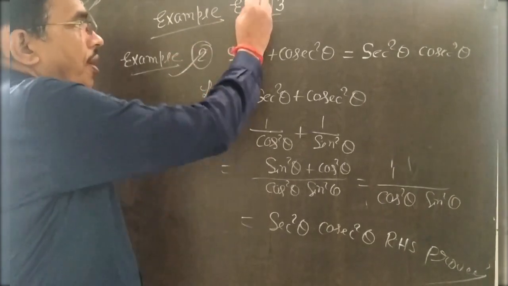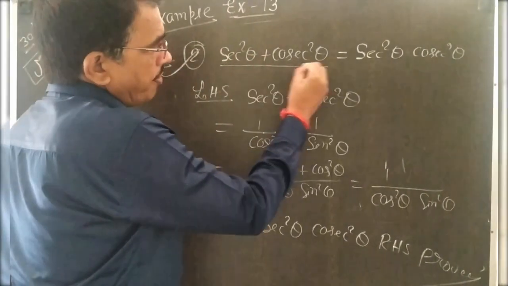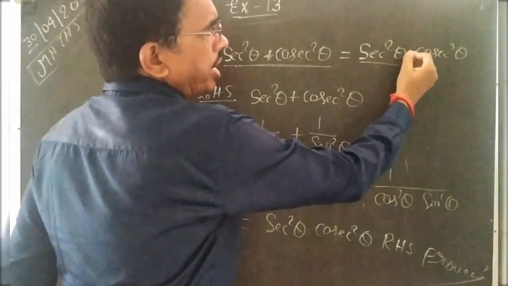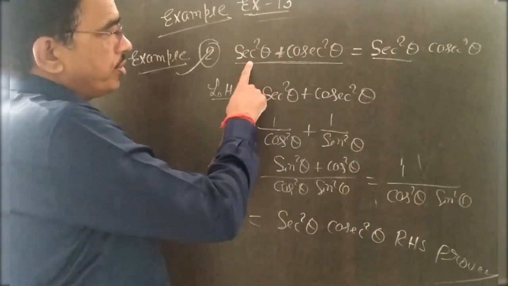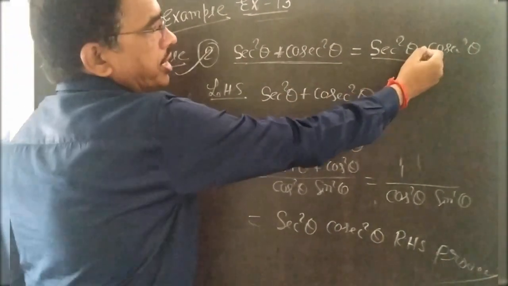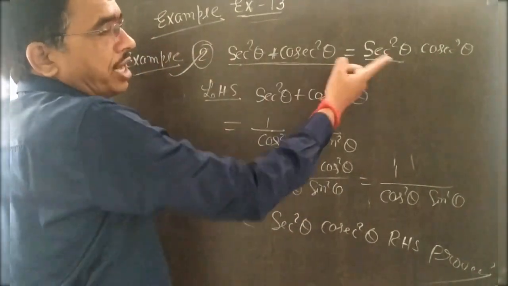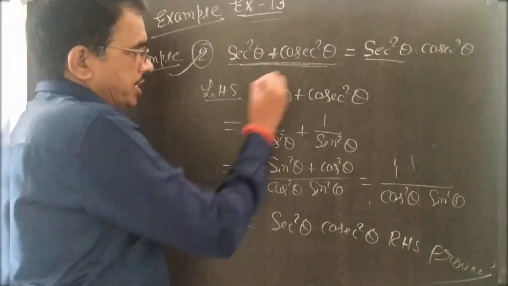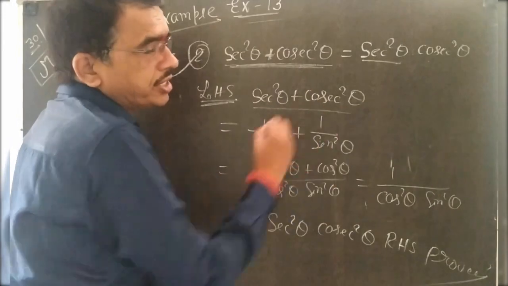Example 2 of exercise 13. The example is that sec square theta plus cosec square theta is equal to sec square theta into cosec square theta. Here is plus, both are sec and cosec. Here is into, sec square into cosec square. And in identities, these are equal. How is it possible? See here. First you write LHS. It is the process of identity. I write here LHS.